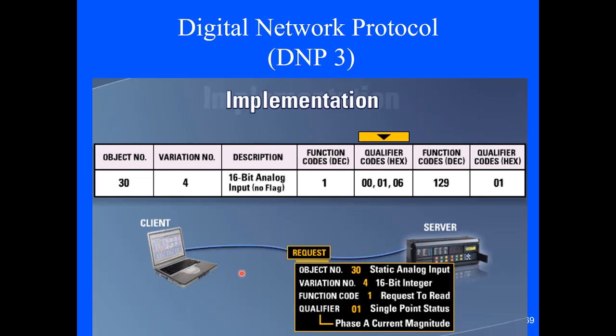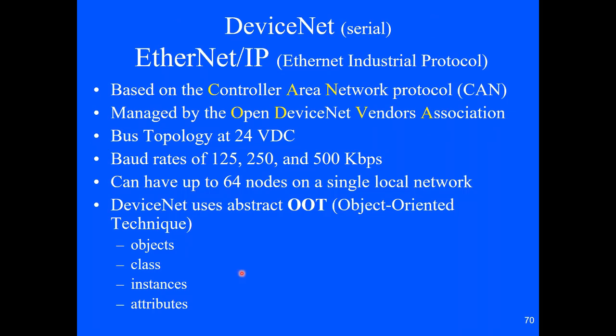So it uses those 4 levels, similar to what Allen-Bradley's protocol is with DeviceNet and EtherNet/IP, which is my next slide. EtherNet/IP is based on CAN protocol, and that's the Open DeviceNet Vendor Association. There's a 24-volt topology. They've got different baud rates. You can have up to 64 nodes. And once again, it's got object classes, instances, and attributes.